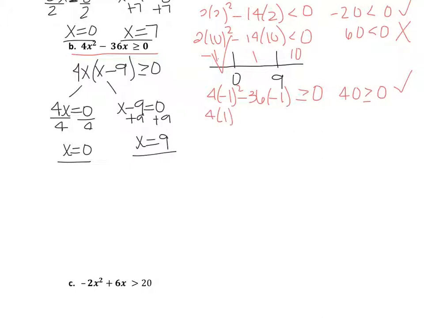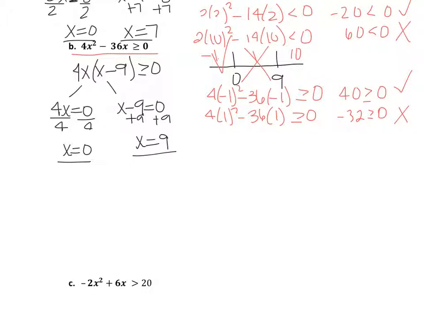4 times 1 squared minus 36 times 1 is greater than or equal to 0. So 4 minus 36 gives me negative 32 is greater than or equal to 0. Is that a true or a false statement? That's a false statement, so I'm going to come over here and cross the interval off.